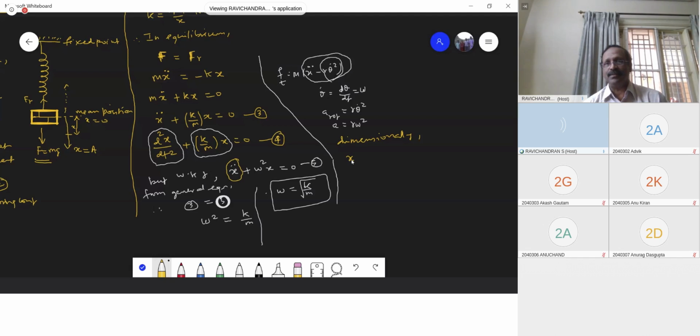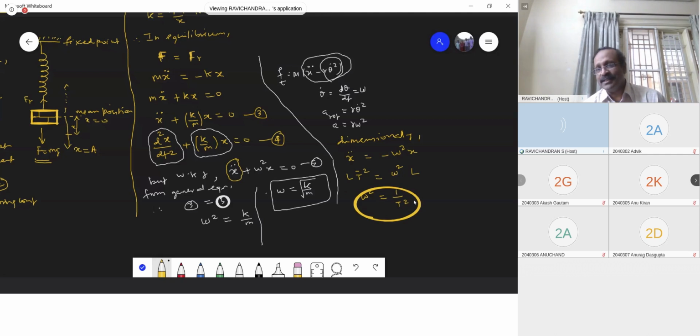So x double dot must be equal to minus omega square x. The unit must be equal to this unit. This is acceleration, so L t power minus 2, equal to, you know, minus 1 will not have any dimension. So I take omega square only, which I want to calculate. This is L, so L and L cancel out. So omega square must be 1 divided by T squared, T power minus 2. Dimensionally, it must be the reciprocal of the square of the time period.